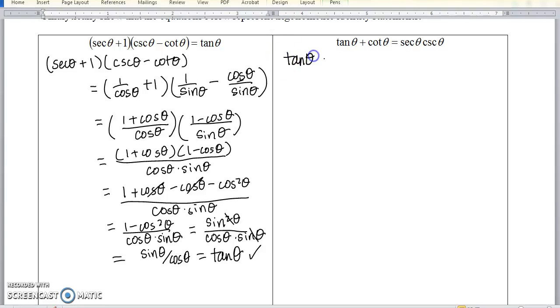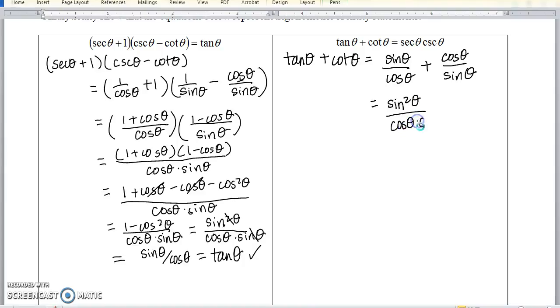Start with the left side, tangent of theta plus cotangent theta. So that's equal to sine of theta over cosine theta plus cosine theta over sine of theta. We need to get a common denominator. So this left fraction, we're going to multiply by sine over sine. So we'd get sine squared theta over cosine theta sine of theta. This fraction on the right, we're going to need to multiply by cosine of theta. So we'll get cosine squared theta over cosine theta sine of theta.